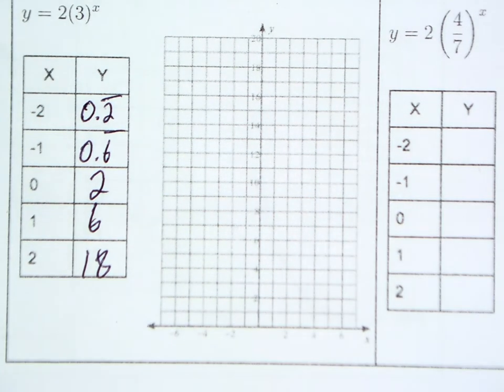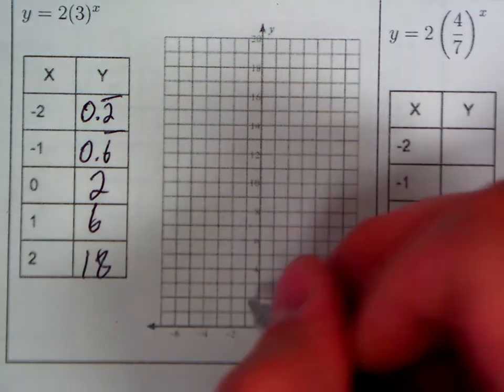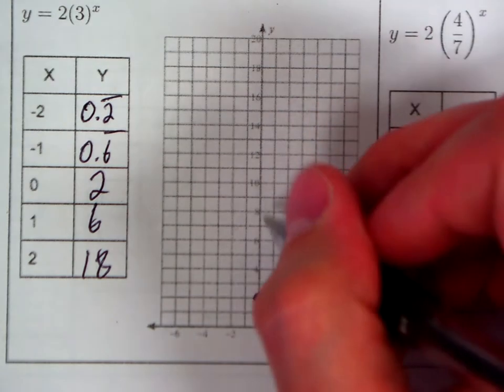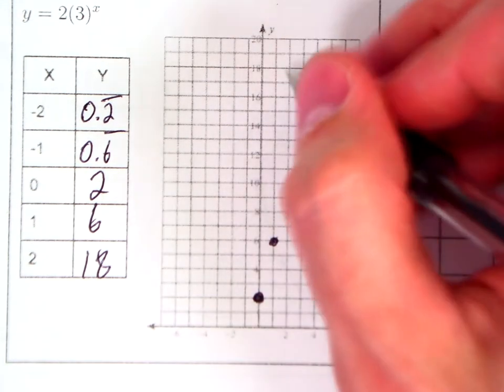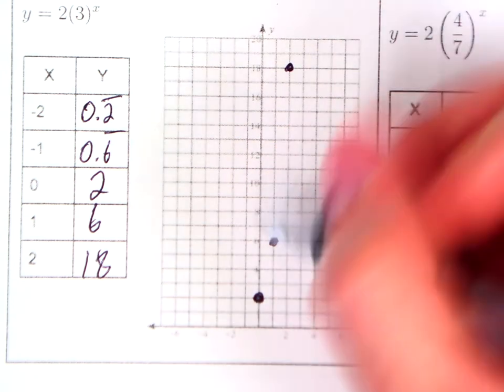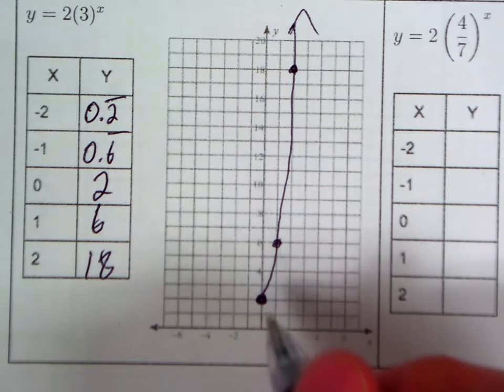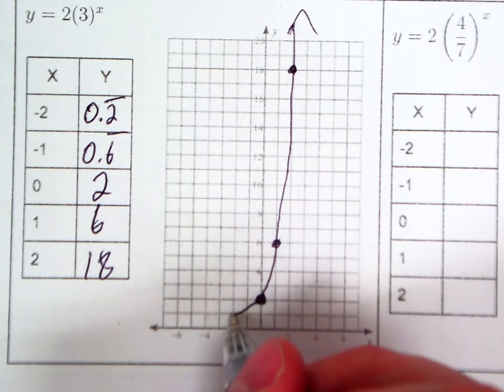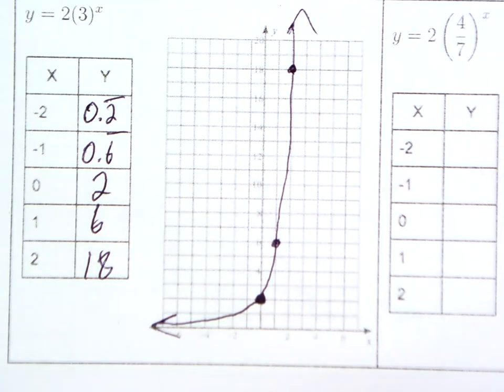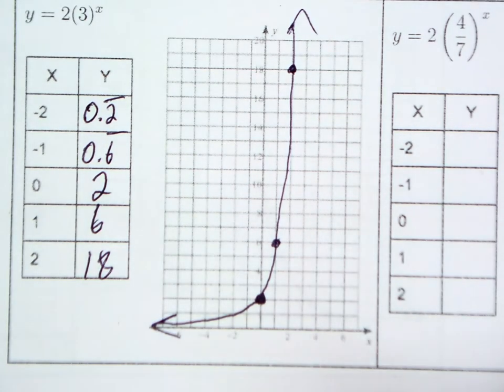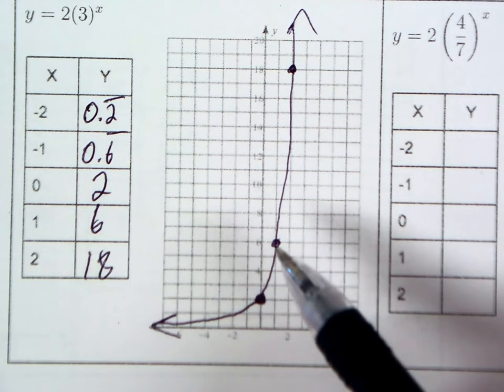Now you might be wondering, how can I graph 0.222222222? Well, I would start with the easy ones to graph, such as 0, 2, 1, 6, or 2, 18. And I can sketch that part of the graph pretty quickly. And I know that on the left, it's just going to approach 0. So that's a pretty rough estimate. In combination with the table, definitely going to get credit.